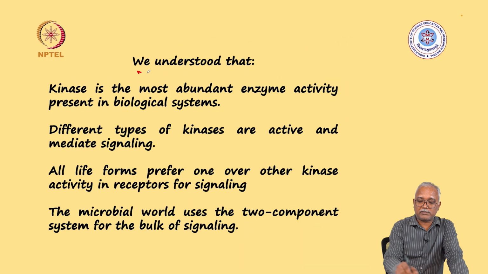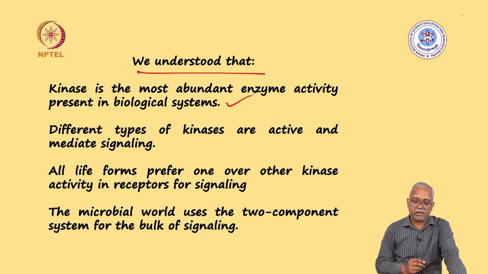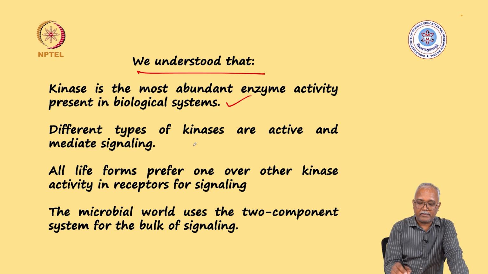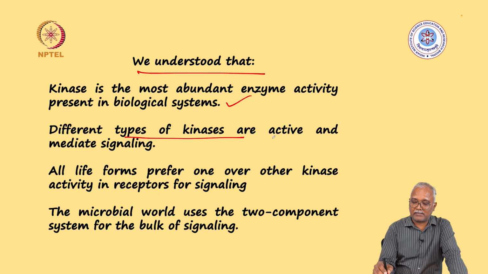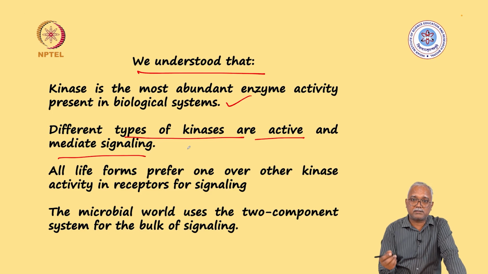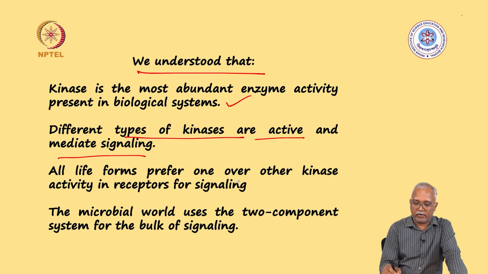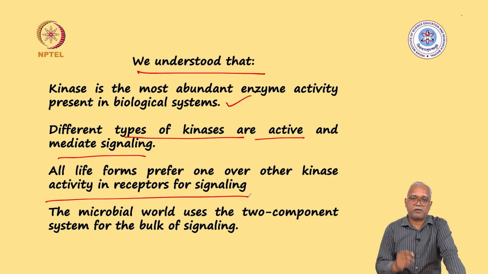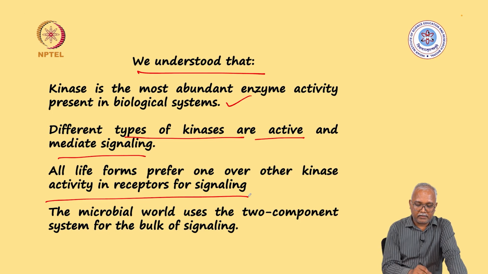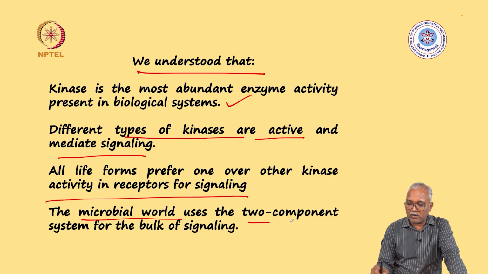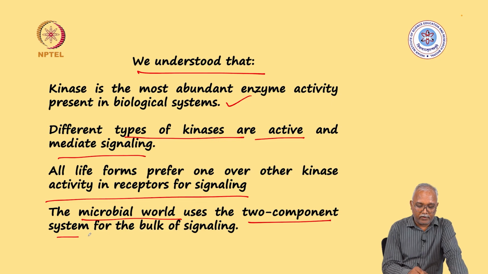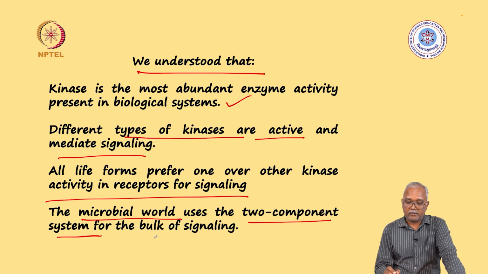So, what we have understood in this class is that kinases are the most abundant type of enzymatic activity associated with receptors and proteins. Then you have different types of kinases which are active and mediate signaling, whether histidine kinase, serine-threonine kinase or tyrosine kinase. All forms of life prefer kinase activity and receptor-mediated signaling. And particularly in the microbial world, the two-component system is preferred for the bulk of the signaling. Thank you.